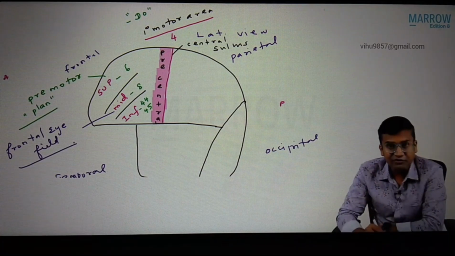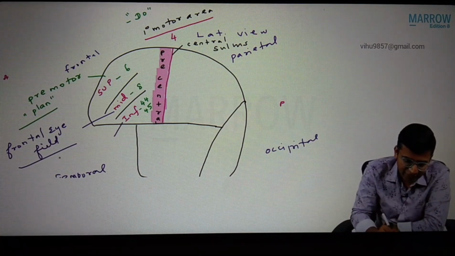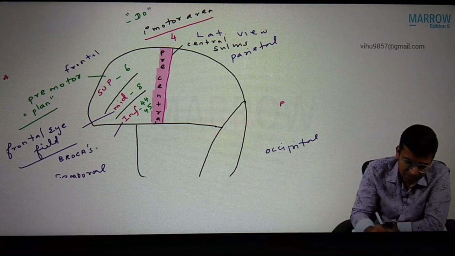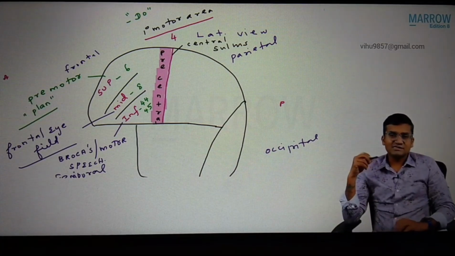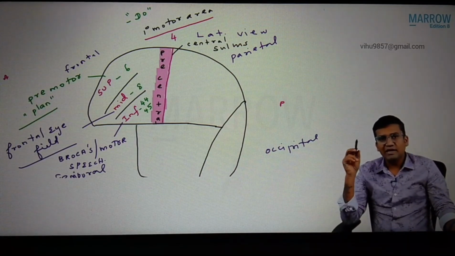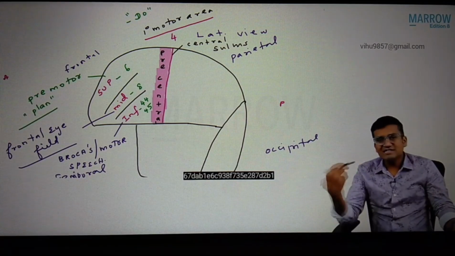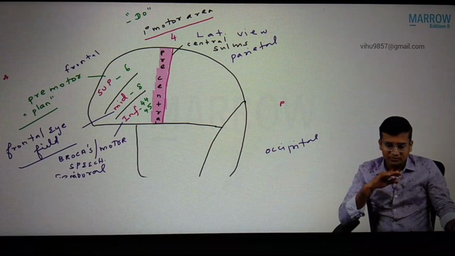Inferior frontal gyrus, that is the Broca's area or motor area for speech. Area number 44, 45. So inferior frontal gyrus, please remember the number 44, 45. Function, motor area for speech or Broca's area. That's all about the frontal lobe.